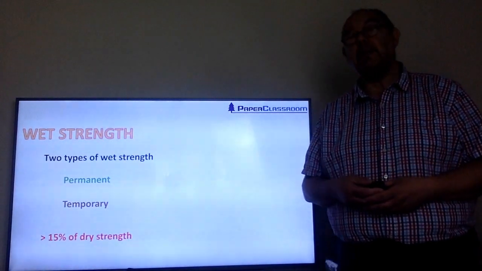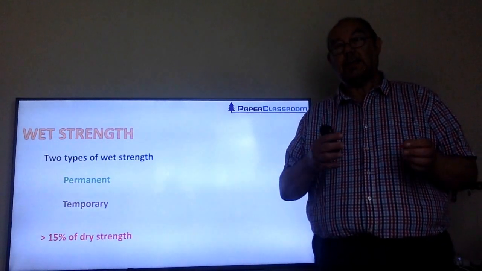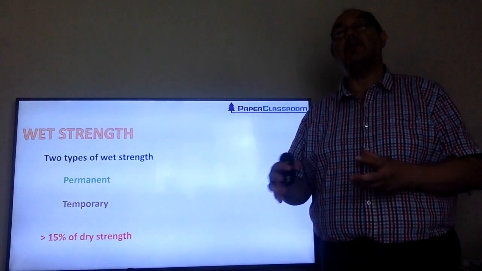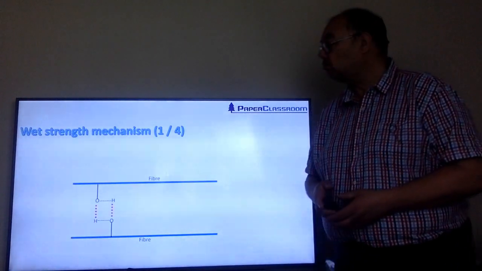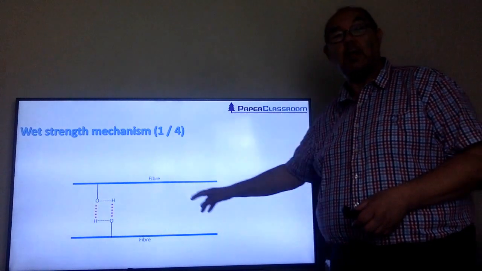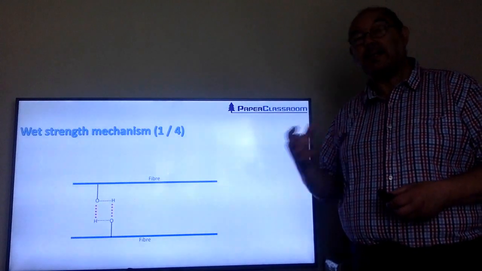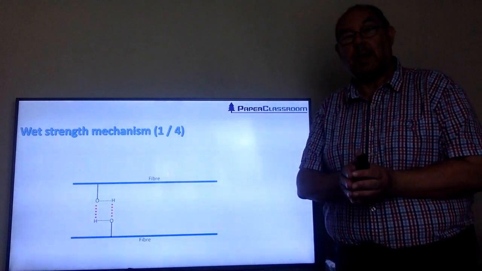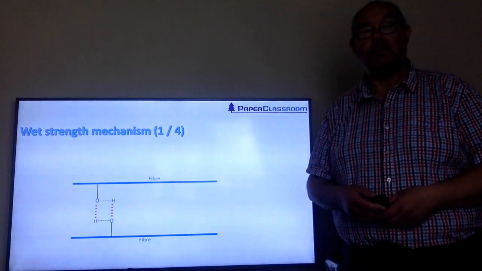And what is the definition of wet strength? The definition of wet strength is an item that has at least 15% of its dry strength value when wet. So let's have a look at the mechanism of wet strength. Here we've got two typical fibres. We've got the hydrogen bonding, and if that hydrogen bond gets wet because of the presence of water, the hydrogen bond is burst and then we have no strength because we have no bonding.